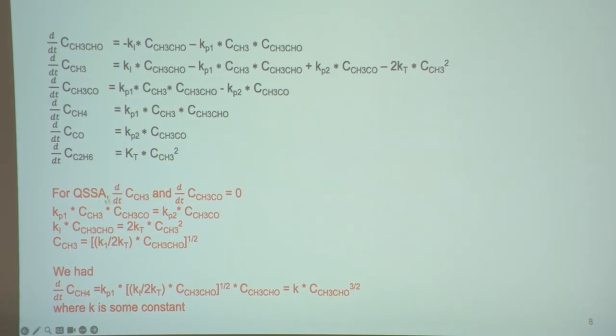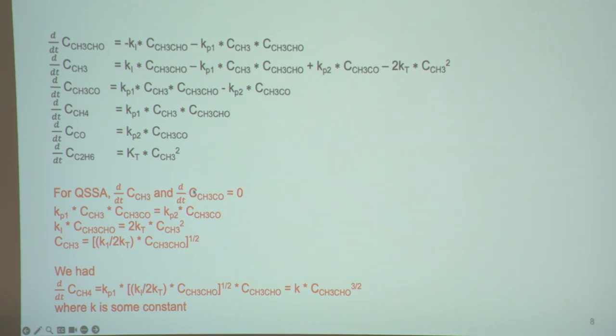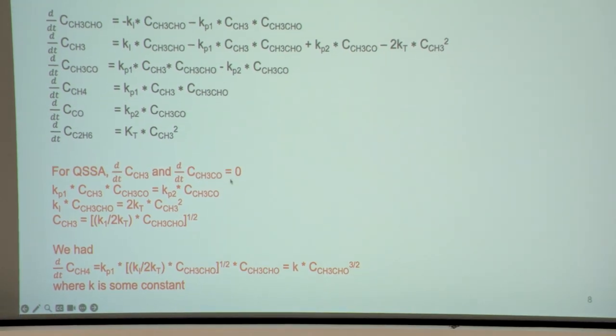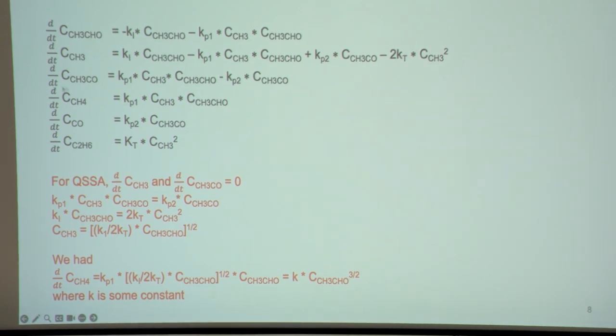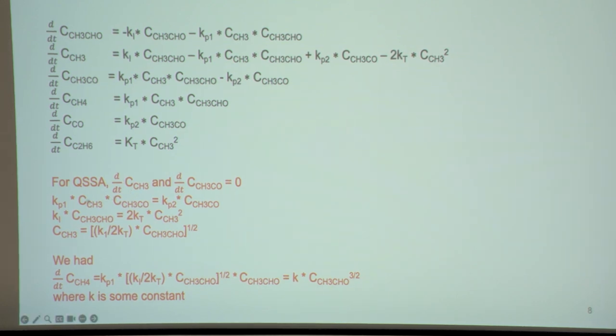So they make the assumption that the rate of change of methyl concentration with respect to time and the rate of change of CH3CO with respect to time equal zero. If you do this, you put zero here, and you put zero here, and then you equate the left and right sides. So you get Kp1 from the first methyl radical concentration being zero. You get Kp1 CH3 times concentration of CH3CHO equals Kp2 times CH3CO. Same thing you do by equating this CH3CO concentration to zero. You could get this equation. And then you can say the concentration of methyl radicals is equal to K1 over 2KT times CH3CHO acetaldehyde concentration to the 1/2.